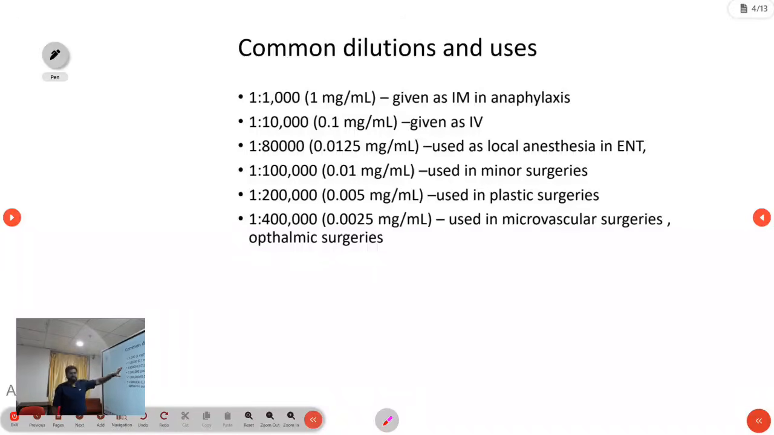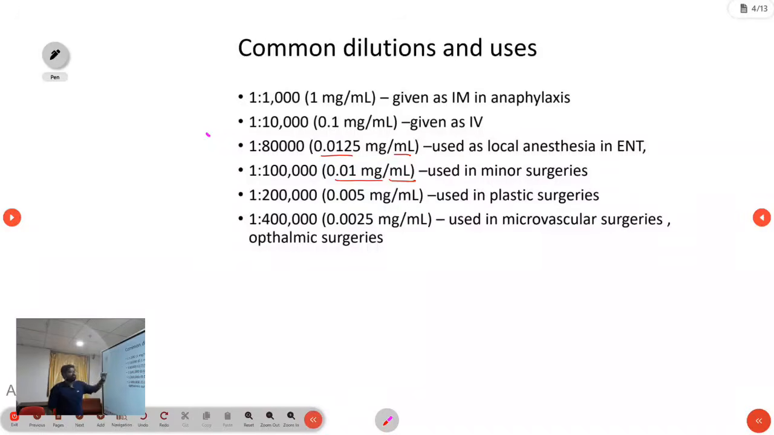Next are the higher dilutions like 1:80,000, 1:1 lakh, 1:2 lakh, and 1:4 lakh, which we use in surgeries, mostly minor surgeries, to help reduce bleeding. In 1:80,000 dilution, each ml has 0.0125 mg, whereas in 1:1 lakh dilution, each ml has 0.01 mg.